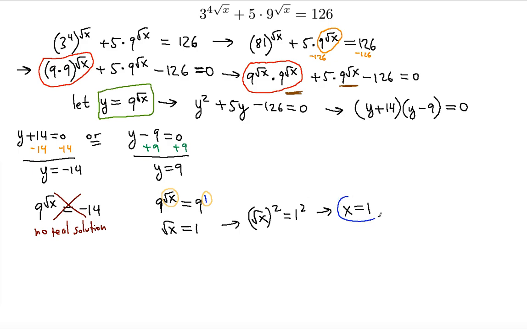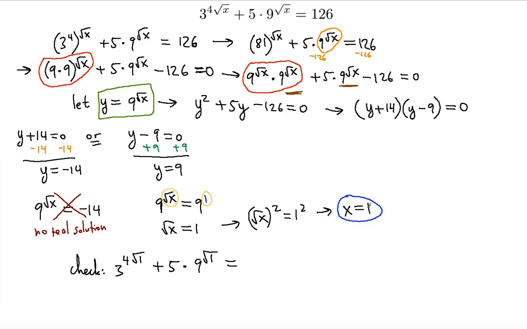Now, before we say this is a solution, we have to check. We have to check this alleged solution in the original equation, given on the top. So let's do that. So checking, first we're going to check the left side. 3 raised to the 4 square root of 1, right? Because we're substituting the square root of x with square root of 1, because we found the value of x. Now plus 5 times 9 raised to the square root of 1, for x is equal to 1, is equal to, now let's see if this whole thing is equal to 126. If it does, that means the solution checks.